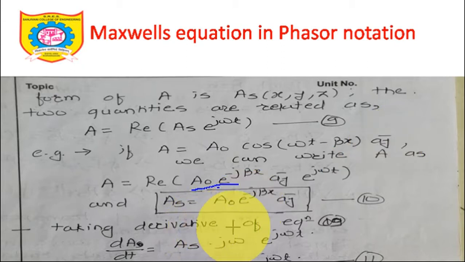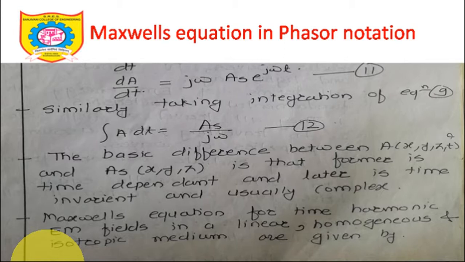Now try to understand one thing in detail: A_s is nothing but the combination, or multiplication, of all the things except the e raised to j omega t term. So A0 e raised to minus j beta x a_y bar, this combined term forms A_s. Taking derivatives of equation number 9, dA by dt is equal to A_s j omega into e raised to j omega t. Why? Because the derivative of e raised to j omega t is e raised to j omega t into j omega. So dA by dt is equal to j omega A_s e raised to j omega t.